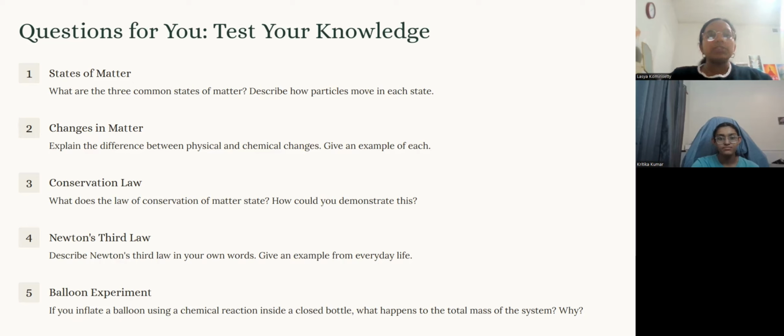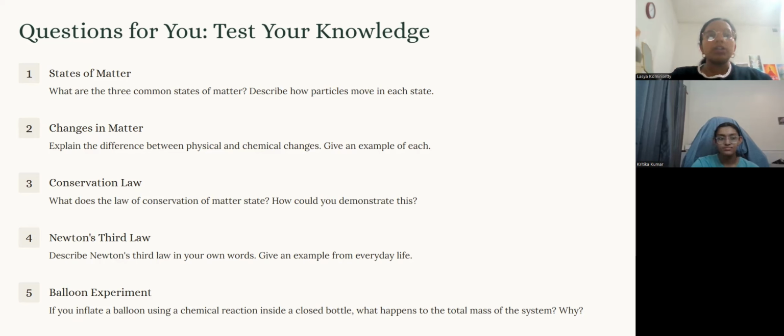Number 2, changes in matter. Explain the difference between physical and chemical changes. Give an example of each. Number 3, conservation law. What does the law of conservation of matter state? How could you demonstrate this?